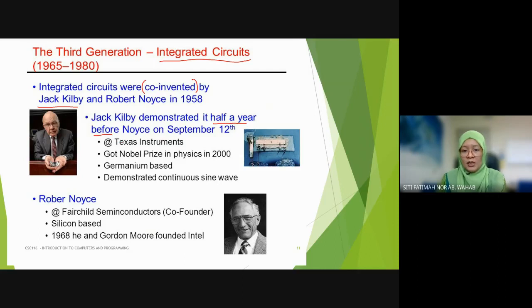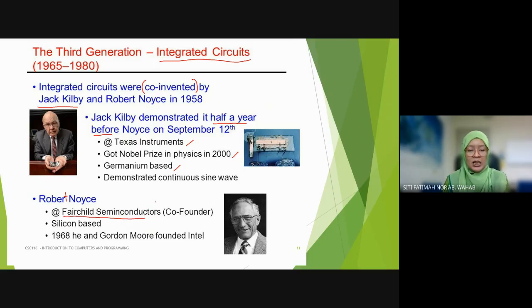He was from Texas Instruments. He got the Nobel Prize in Physics in 2000. The IC invented by him is germanium base that demonstrated a continuous sine wave. And then we have Robert Noyce. Robert Noyce, misspelled here. He is the co-founder of Fairchild Semiconductor and Intel.